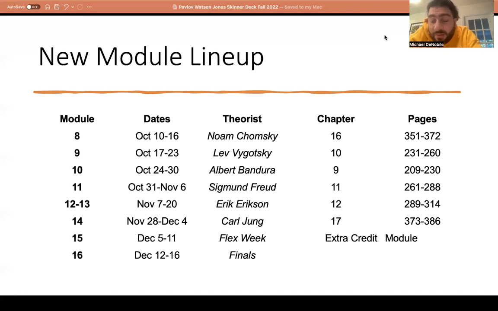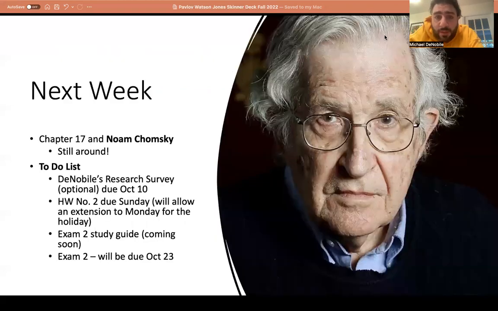I'll also have the test guide for the final. Although I'm switching up the module lineup, it doesn't change any of the assignments. It doesn't change any of the times for the exams. None of that changes. It's just changing the order in which we're doing it. Next week is Noam Chomsky. I think he's the only theorist that's still alive. He's also very political. He'll come out every so often to make some political statements. He's a very interesting guy.